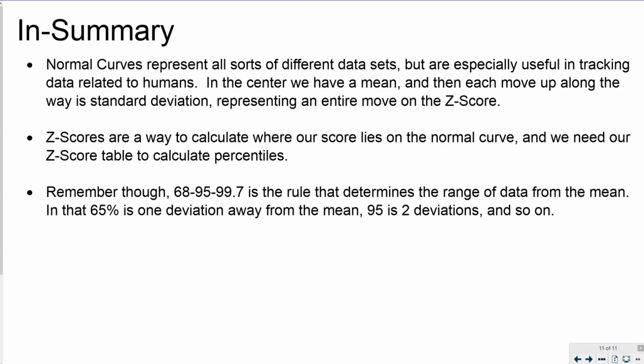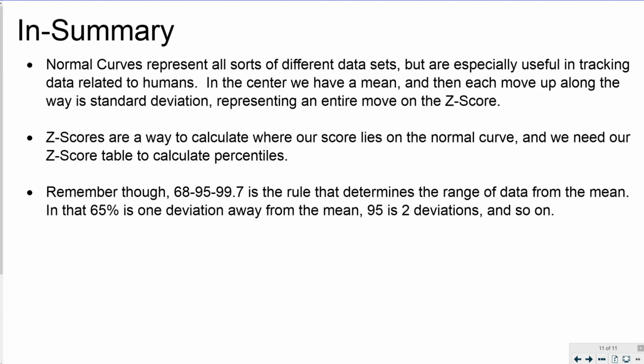So that's it, guys. Normal curves, complicated to a degree. They represent all sorts of different data sets. The basic idea of a normal curve is pretty simple. We place the data on the percentile or on the curve and then put in our standard deviations. It gets a little more complicated when we want to go in between those curves and when we start adding things like z-scores in. But just remember that z-scores are a way to calculate where our score lies on the normal curve, and then we're going to use our z-score table to calculate percentiles.